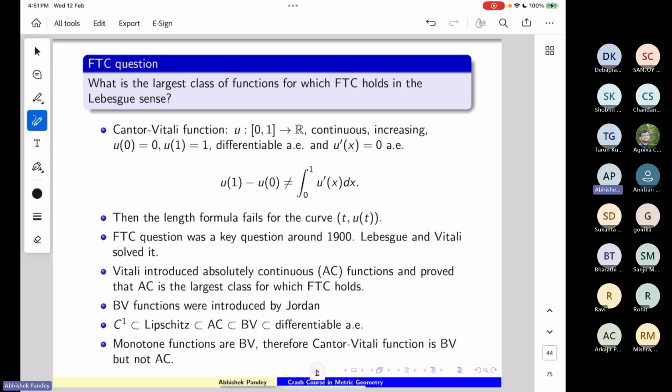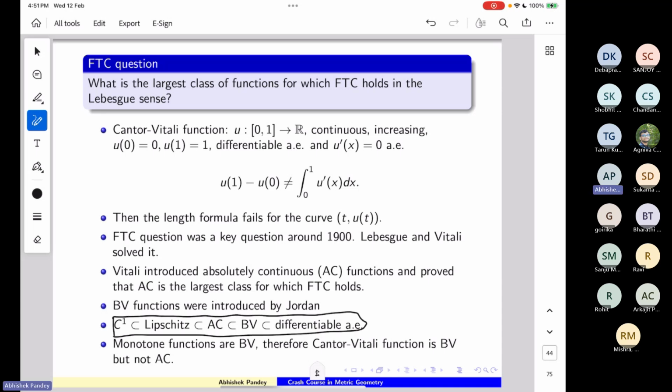The answer to the FTC question was given by Vitali. Vitali introduced absolutely continuous functions. We will not go into absolutely continuous functions because we will remain in the Lipschitz class only. I will not properly mention what an absolutely continuous function is, because we only need Lipschitz and we will be done with that. I will mention these things later. Vitali proved that AC is the largest class for which FTC holds.